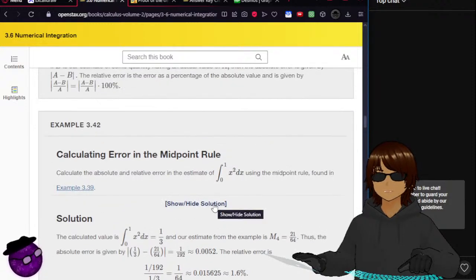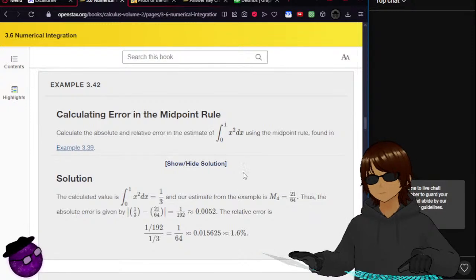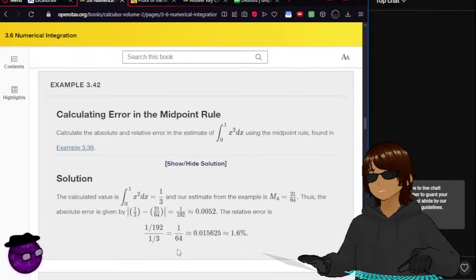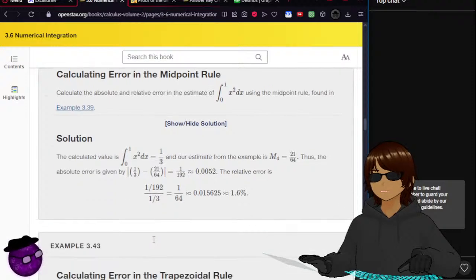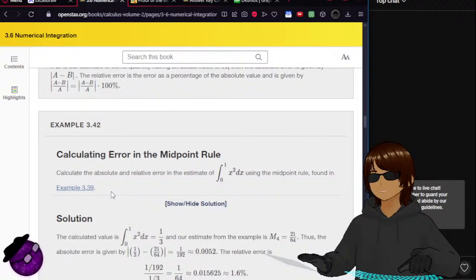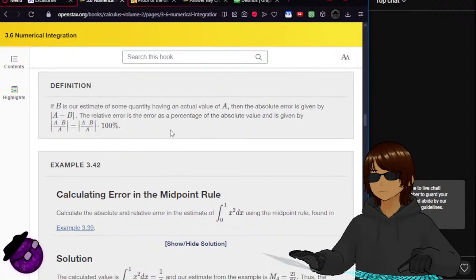What do you mean by relative error? The absolute error is given by this. The relative error is given by this. Or relative error, like what is the percentage of the error in terms of the actual answer? Like what percent of the actual answer is the relative error?